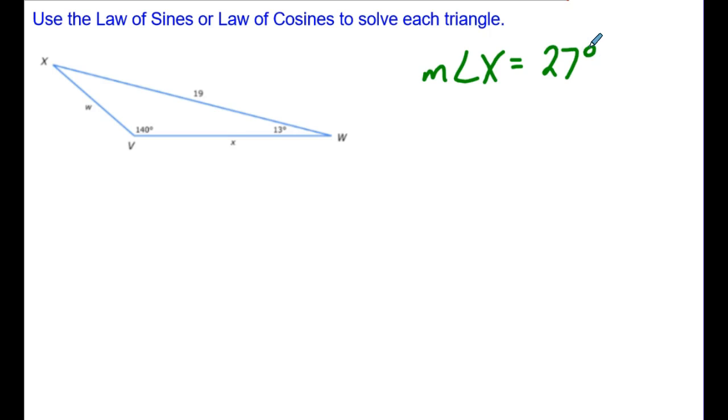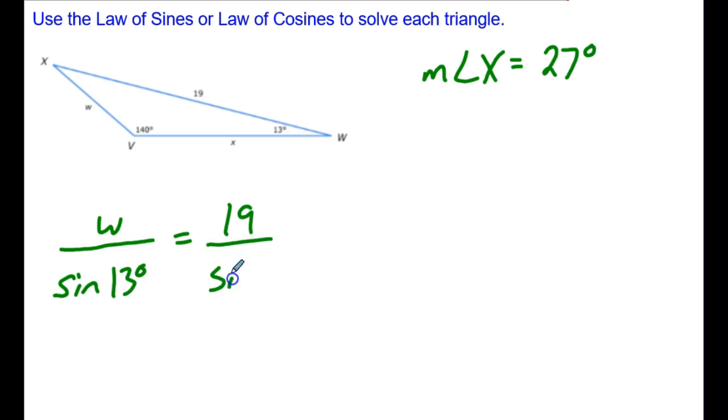Now technically we could use the law of cosines or the law of sines to solve the rest of the side lengths, but in this case it's going to be easiest to use the law of sines. So in this triangle, that's what we're going to use. Let's solve for length W first. W over the sine of angle W, which we know is 13 degrees, so the sine of 13 degrees, must be equal to 19 over the sine of 140 degrees.